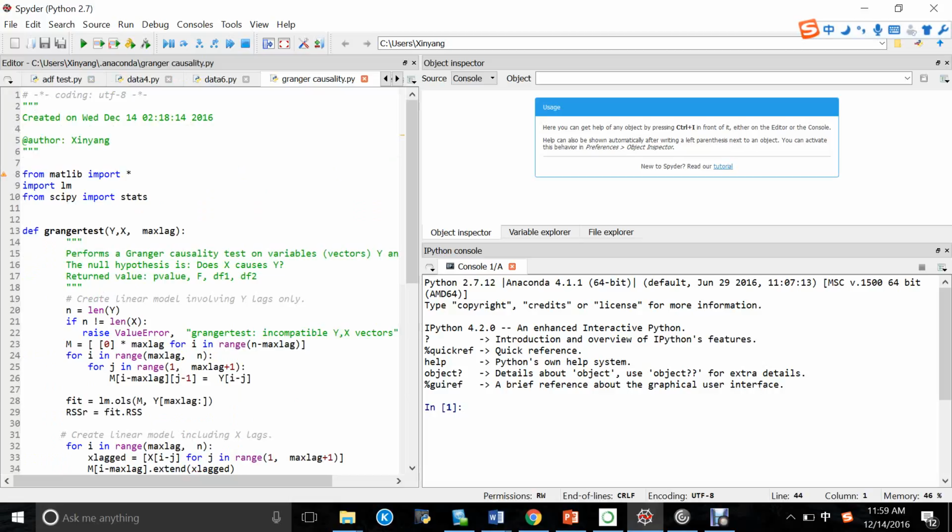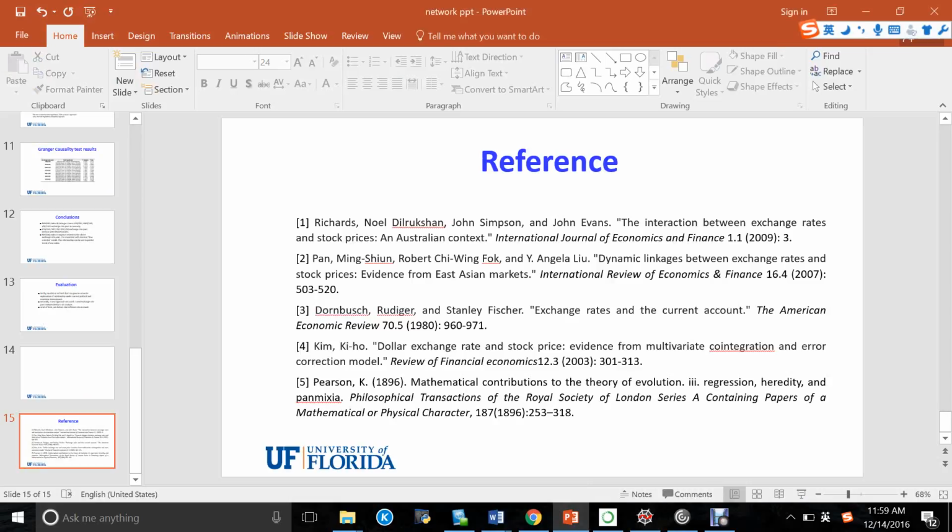And Granger causality. We should know a very important factor, that is max lag, because Granger causality is very sensitive to lag. So different lags may result in different causality results. So I looked up the references to decide what the lag is. In my study, the lag is 2. And here's the reference. Thank you for your attention.